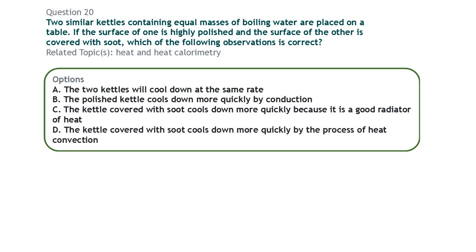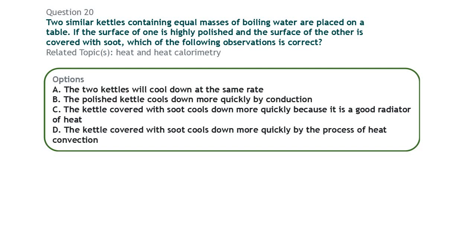Next, two similar kettles containing equal masses of boiling water are placed on a table. If the surface of one is highly polished and the surface of the other is covered with soot, which of the following observations is correct? So just to be clear here, the soot is that black substance that you find on pots, for example, at the back of pots, if you are using, let's say, a stove. That black covering layer that is formed at the back of the pot is what is called soot.